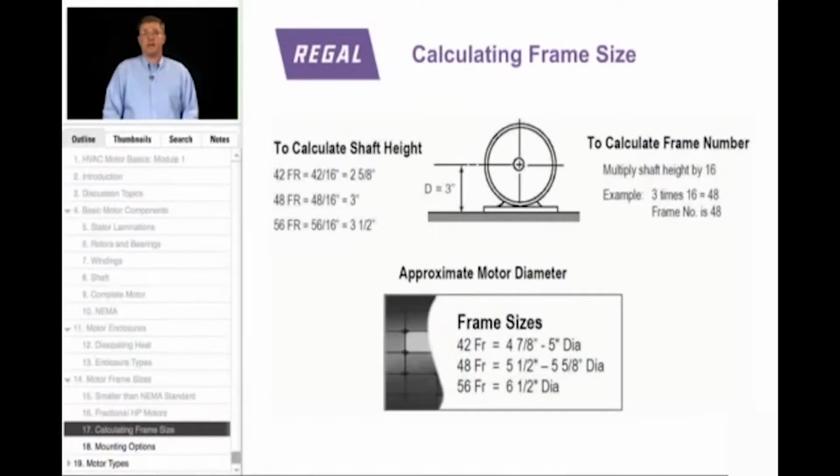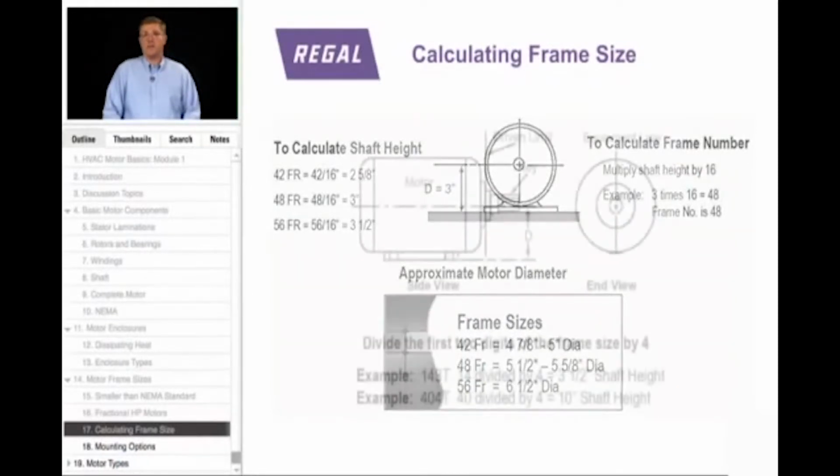By using this calculation, we can determine where the center of shaft is in an application, and most contractors believe that is why we use the diameter of the motor, because the diameter of the motor helps us determine where the center of shaft is. On a 42 frame motor, the typical diameter is 5 inches. A 48 frame motor is about 5 5/8 inches, and a 56 frame is 6.5 inches in diameter.